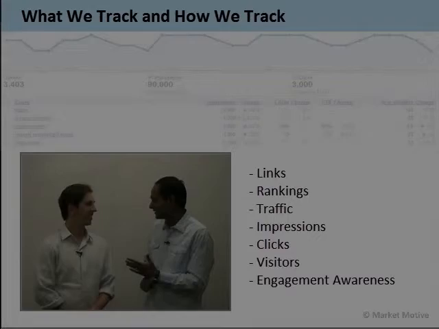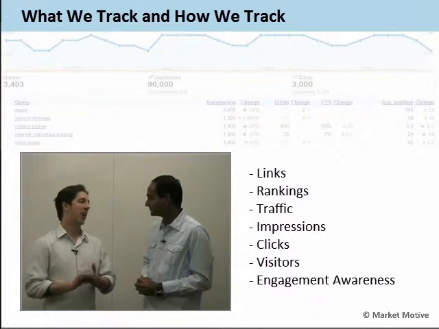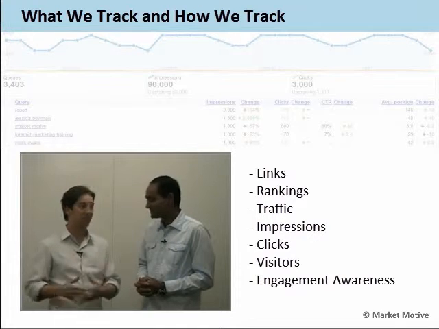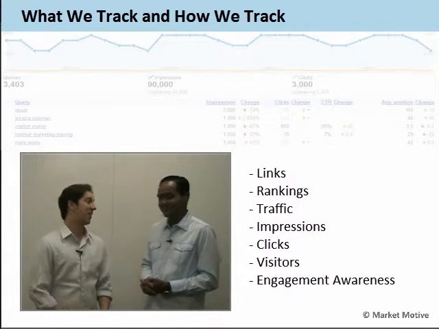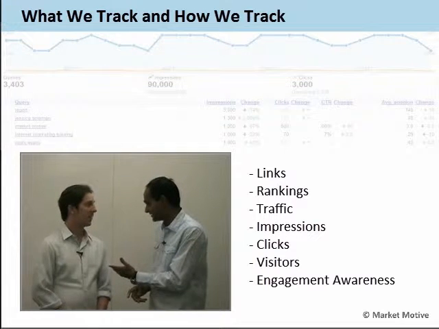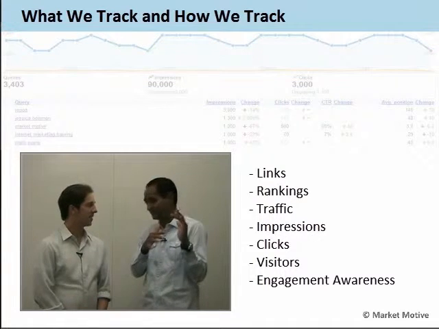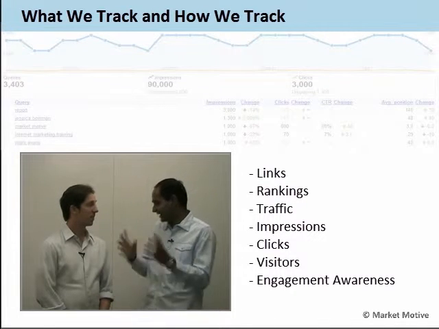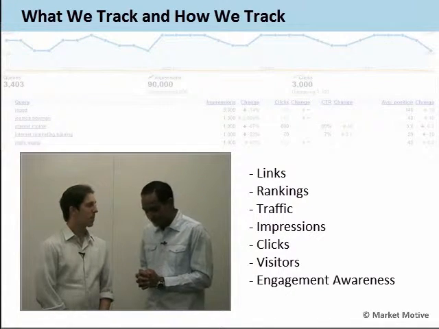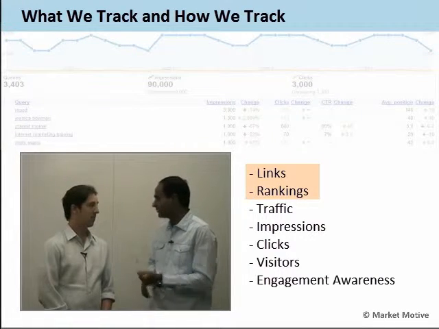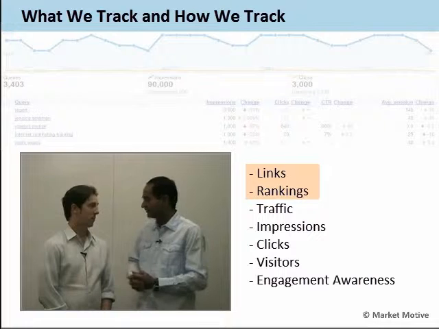So what is the first thing that we want to cover, Todd? We're going to do what we track and how we track with links, rankings, traffic, impressions, clicks, visitors, engagement, awareness. Nice. I'm excited already. Wow, my goodness, that seems like a lot. Okay, so why don't I ask you first about the very top end of the funnel. A lot of the work that we do in SEO is connected to links and all this other stuff. So when it comes to the two most important things for SEO, links and ranking, what is your preferred path for going about it?